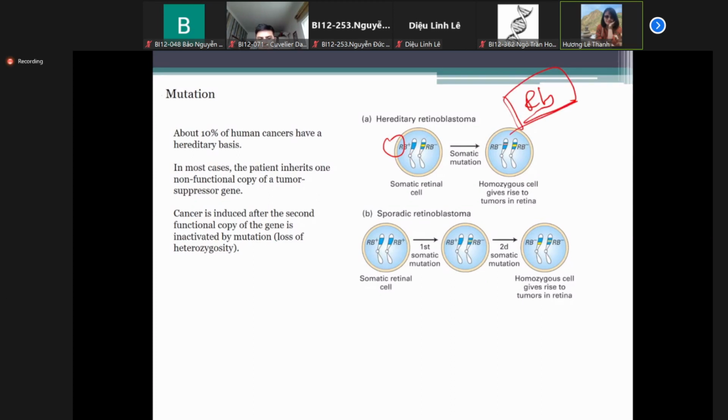We have only one functional RB, one copy of RB is non-functional. When we have a mutation a second time, you may also have a homozygous cell that gives rise to tumors. And in this case, it needs two steps, so it takes longer.